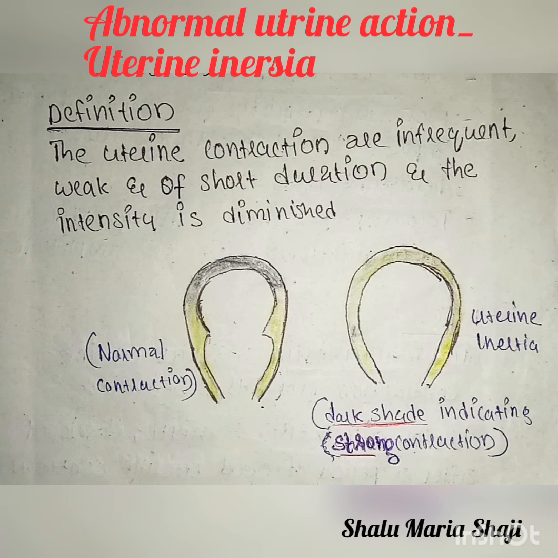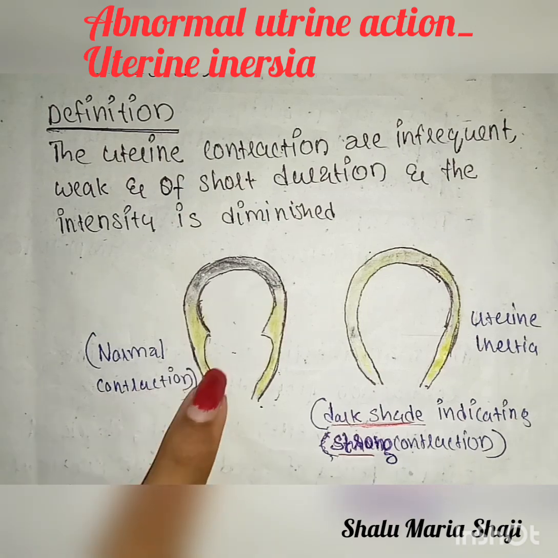So, hypotonic uterine inertia, what does it mean? The uterine contractions are infrequent, weak, and of short duration, and the intensity is diminished. I have already discussed that in this case the uterine contractions are very less, infrequent, weak, and have only short duration.